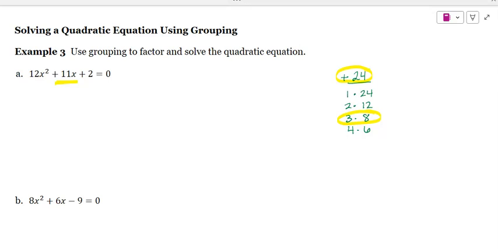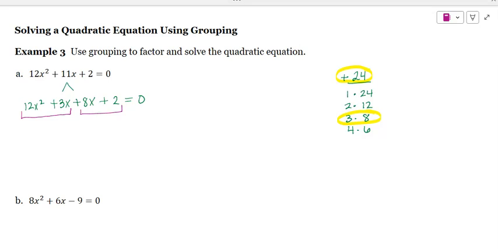So what I do now is I take that middle term and I split that up. I'm going to split that into a plus 3x and a plus 8x. And then the other terms I'm just going to copy down. The next step is to do what's called the factor by grouping part, where I'll group the first two terms together and group the second two terms together. And I'm going to factor them just in those sets of two terms.